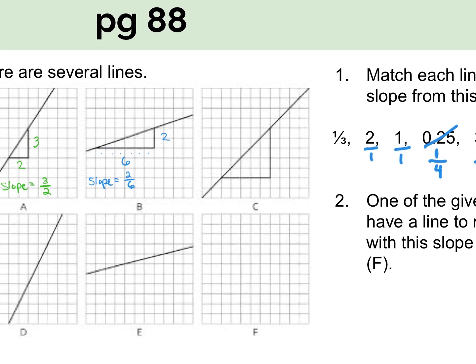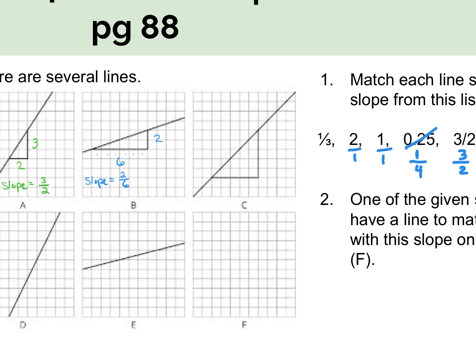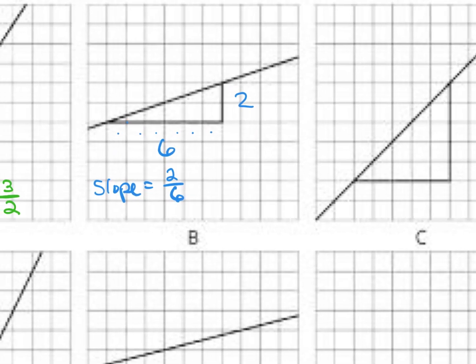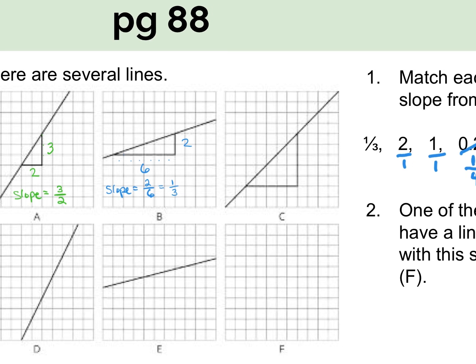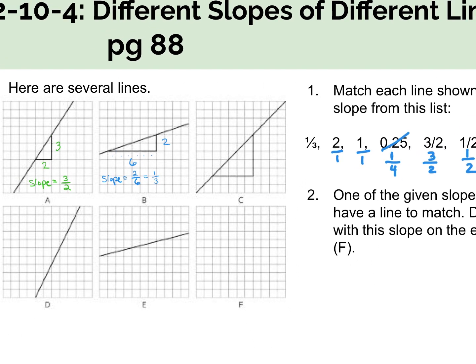Is that one of the ones I can choose from? It is not, but can I reduce that down? Let's put it in our calculator, press enter. What does it reduce down to? 1 over 3. So right now we have done 3 over 2, and we've done 1 over 3. Let's look at C.